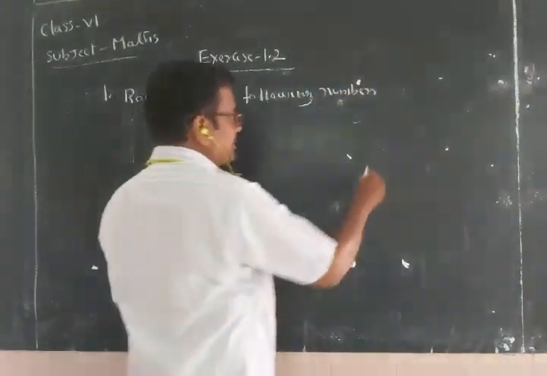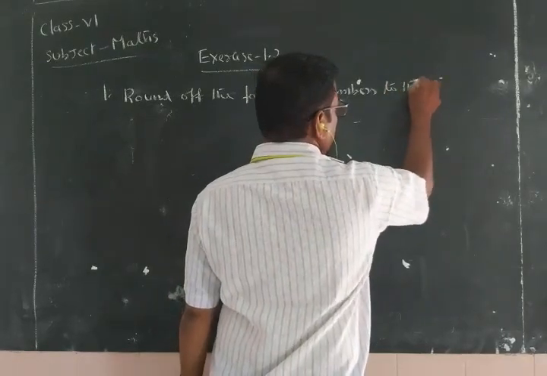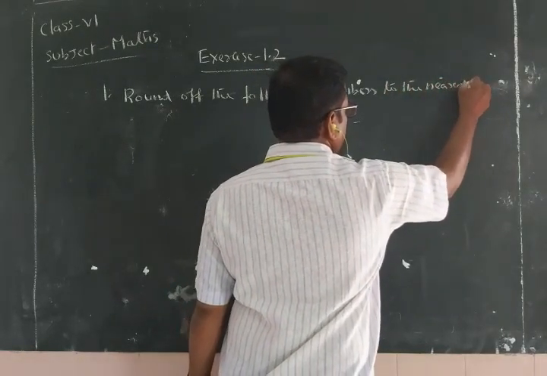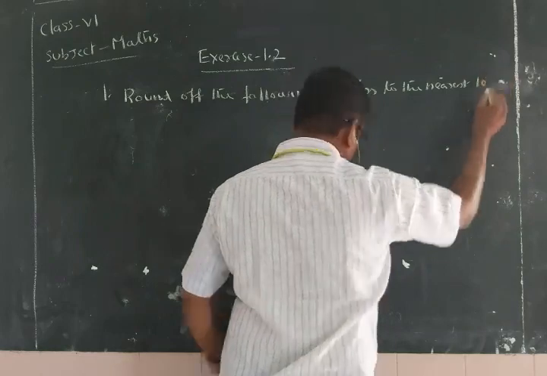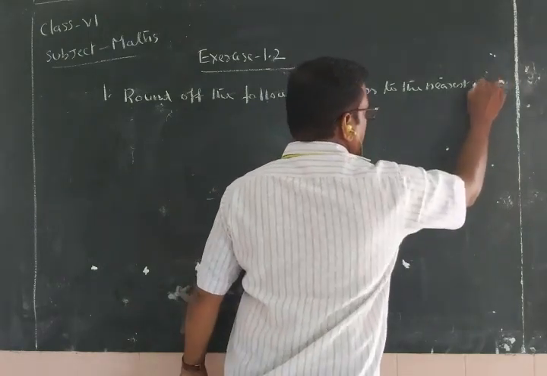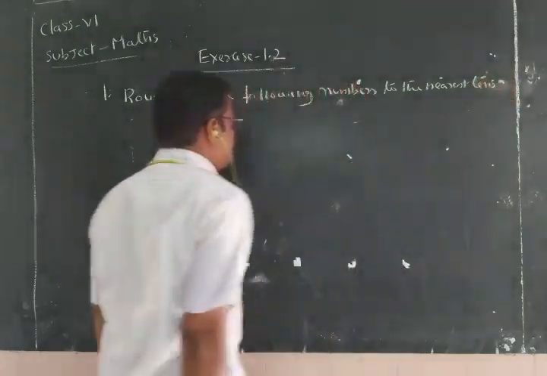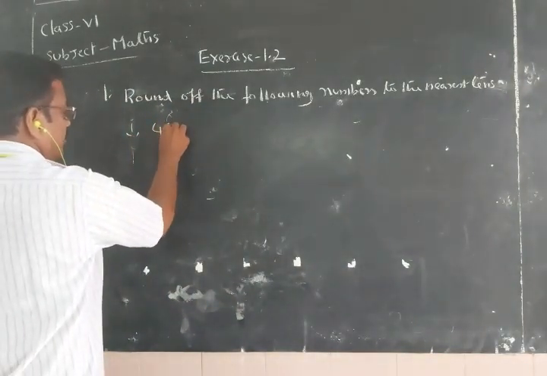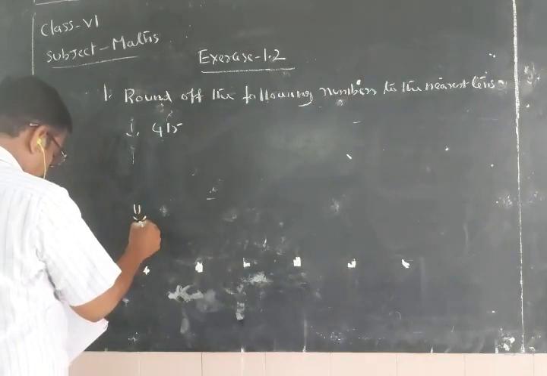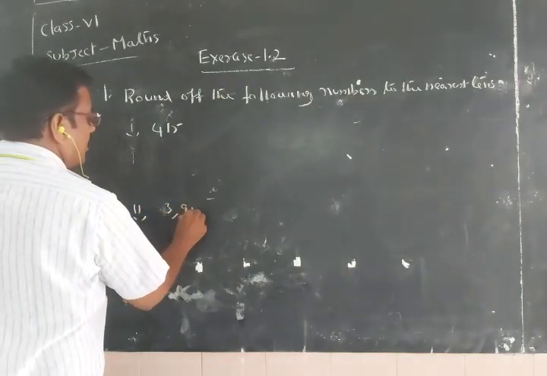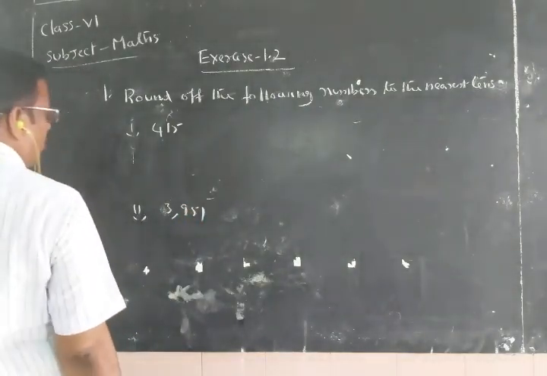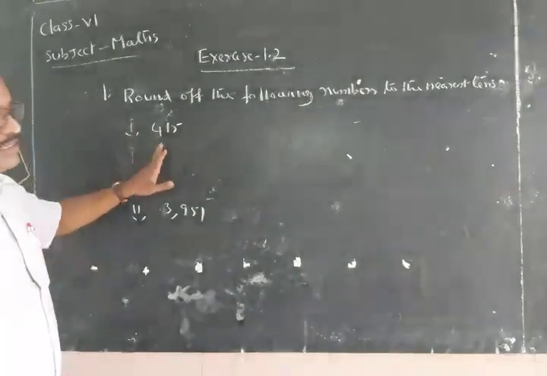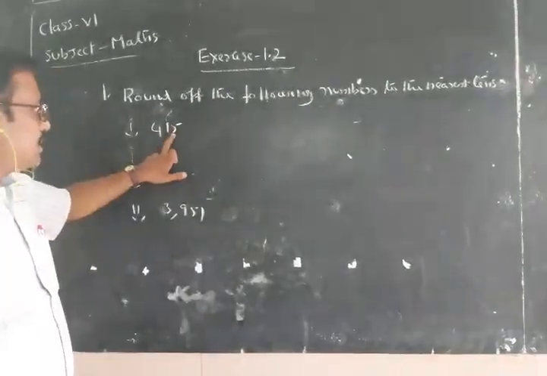Numbers to the nearest tens. Nearest tens. So, first sum: 450. The second sum: 3951. Now, 450. Nearest 10 means this number is 5.